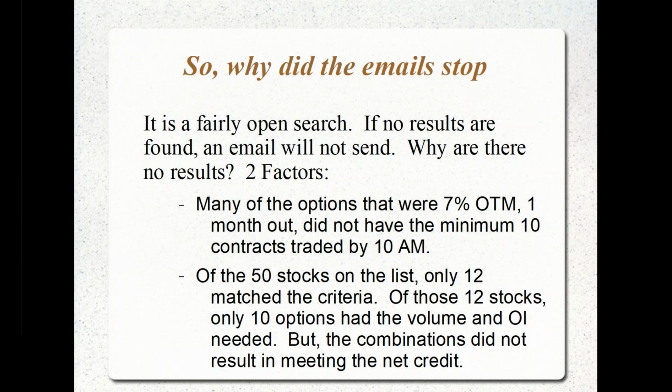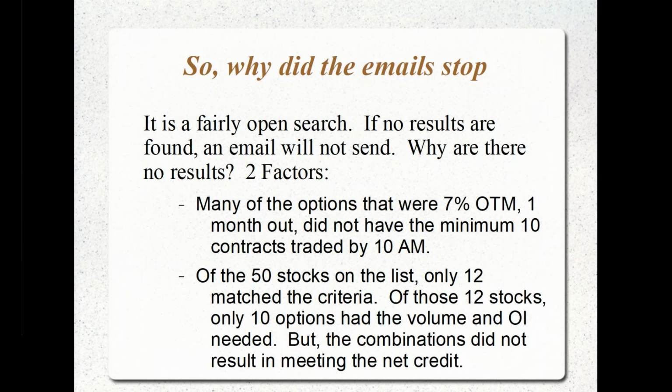So if no results can be found when the system runs that search at 10 a.m. for the email, an email will not send. It's not going to send a blank email. So for the past year, she had been receiving emails every day with maybe up to 8 to 10 to 15 possible bull put credit spreads each day. Why is she now seeing no results?